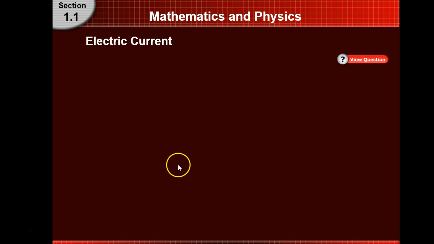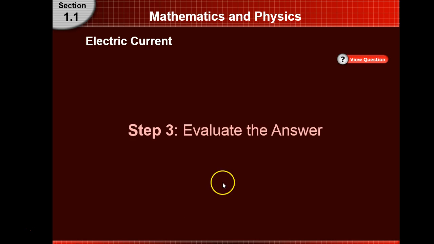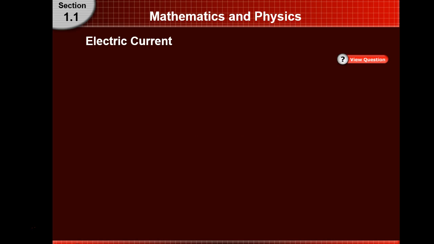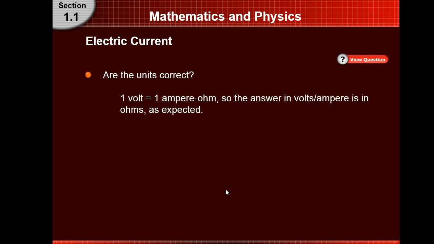Step 3, evaluate your answer. I know I emphasized this last year. Does the answer make sense? You know, did you hit it wrong in your calculator? So 1 volt equals 1 ampere ohm, and we haven't learned about the electrical currents yet. You might have in one of your tech classes. So the answer in volts per ampere is in ohms as expected. And of course, we haven't done those.